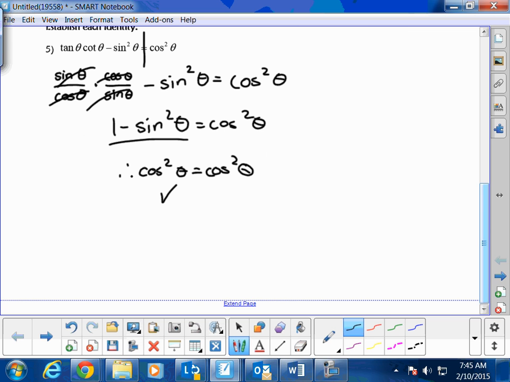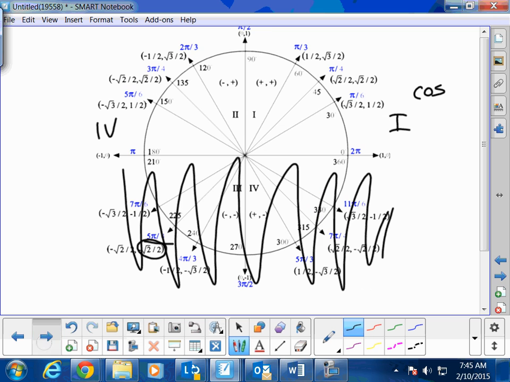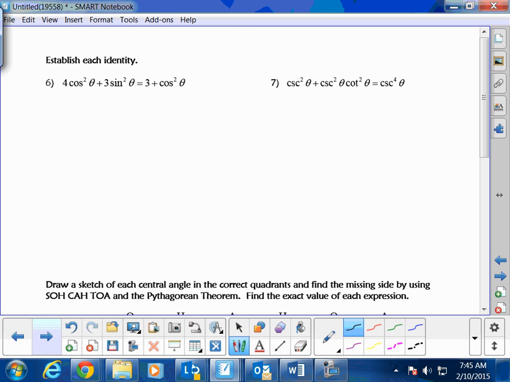Now let's go ahead and move on to question 6. Question 6 moves on to establishing more identity properties. Again, first thing we should do, well, this is already in that kind of format, where we have 4 cosine squared theta to 3 sine squared theta. Again, we're going to focus on the more difficult side to make this work.